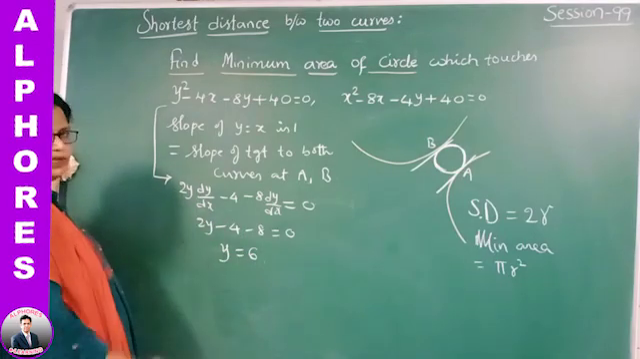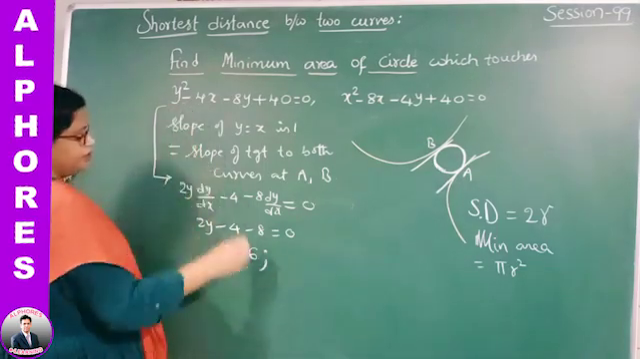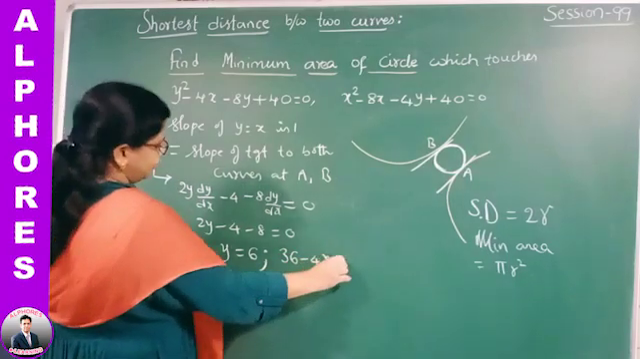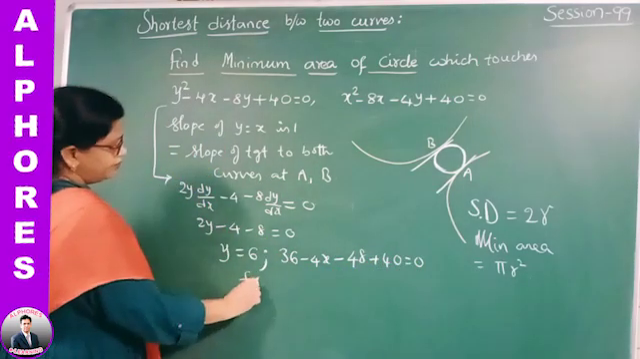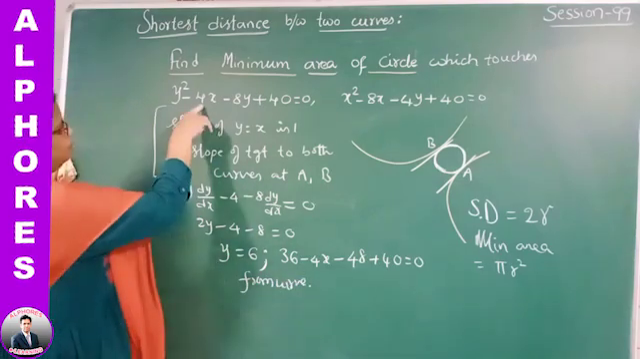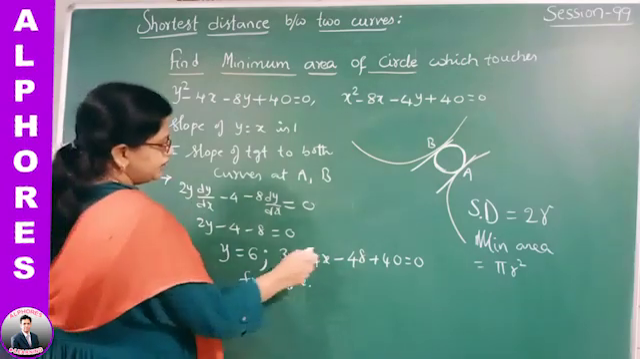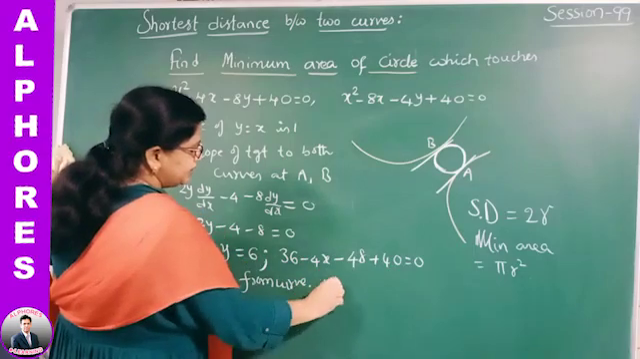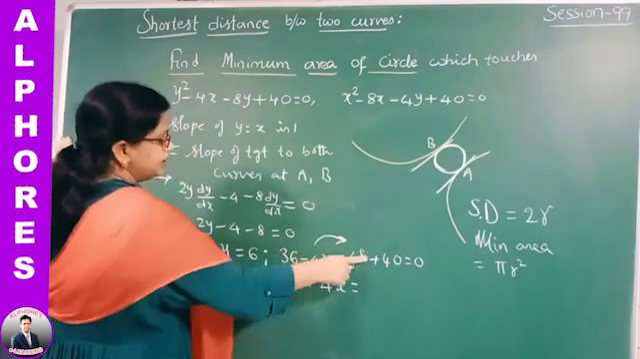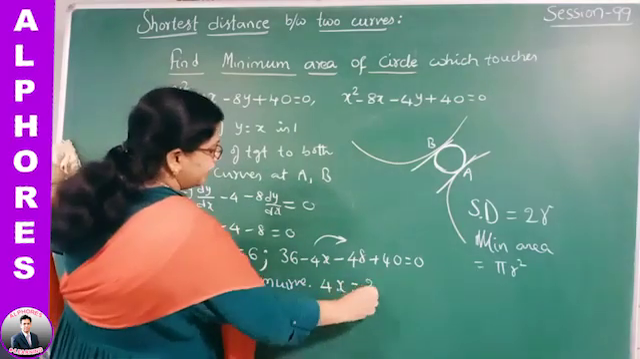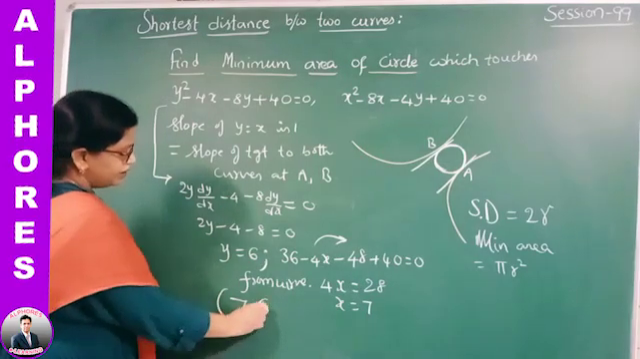Once you got y equal to 6, substitute here so that you can obtain the x value. Therefore for x, substituting 36 minus 4x minus 8 into 6, that is 48, and plus 40 equal to 0. We substituted this from the curve, from where we started the differentiation. Then 4x is equal to, if you send this value to the other side, 36 minus 8, that is 28, and hence x is equal to 7. Therefore one coordinate is 7 comma 6.